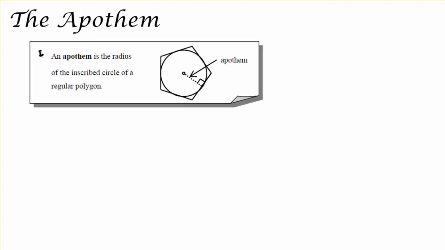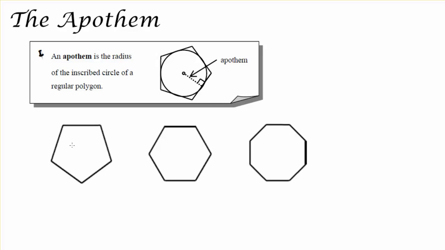So then I get to the next important characteristic, and that's a new term called the apothem. Now, an apothem is the radius of the inscribed circle of a regular polygon. You might be thinking, well, inscribed circle, but I really can just look at the apothem as the height of one of those triangles in my regular polygon.